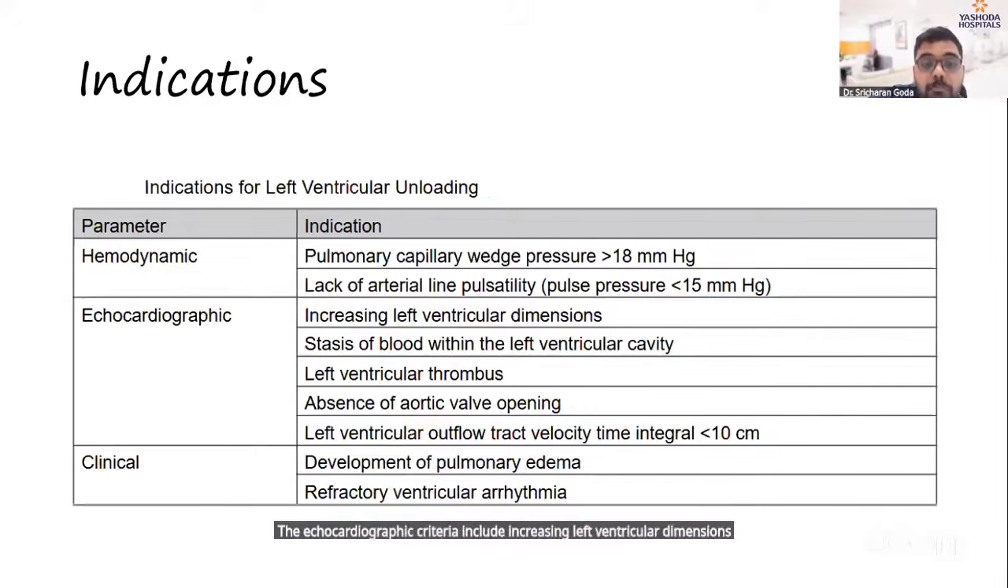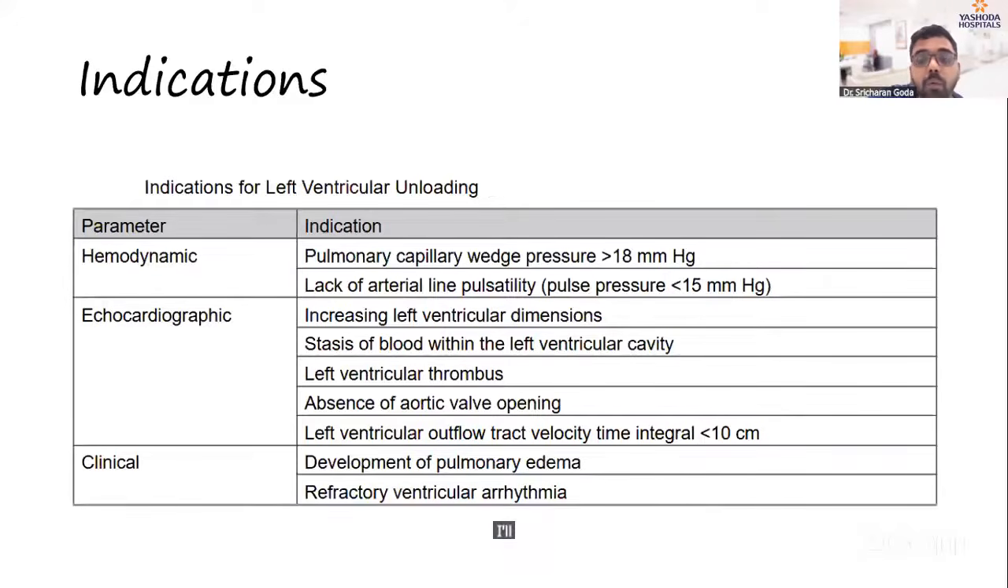If there is stasis of blood within the left ventricular cavity, or LV thrombus, if we don't see aortic valve opening on the echocardiograph, or if the LVOT VTI is less than 10 centimeters. The clinical parameters include development of pulmonary edema or refractory ventricular arrhythmias, probably because of the dilatation of the LV. So if these hemodynamic, echocardiographic or clinical criteria are met, then we have to actively start thinking about LV unloading and the various methodologies to effectively unload the LV.